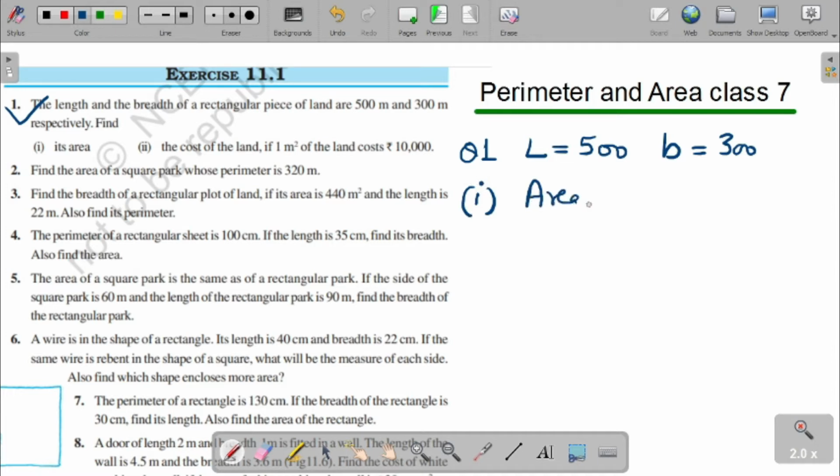Area of rectangle is equal to L into B. So in place of L we write 500, in place of B we write 300. After multiplication you will get 150,000 meter square. This is the area.